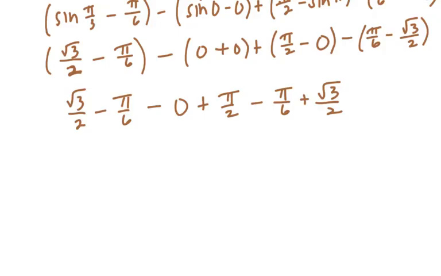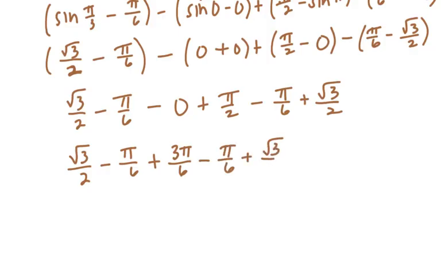So, common denominators. Now I'm only really doing common denominators with my pi values because the rest of them can't be combined with it anyway. So we have negative pi over 6 plus pi over 2, which can be written as 3 pi over 6 minus pi over 6, plus square root of 3 over 2. So if I add those two, I get 2 square root of 3 over 2, and notice the 2's cancel. So we're just going to call it the square root of 3.